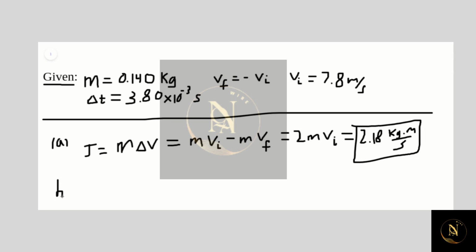Part B wants us to calculate the average velocity. Well, the average velocity, or excuse me, not the average velocity, the average force. The average force here is the impulse divided by the time in which the interaction or that impulse is happening. So plug in the value we just calculated for impulse, as well as the value for the time of the interaction, delta t.